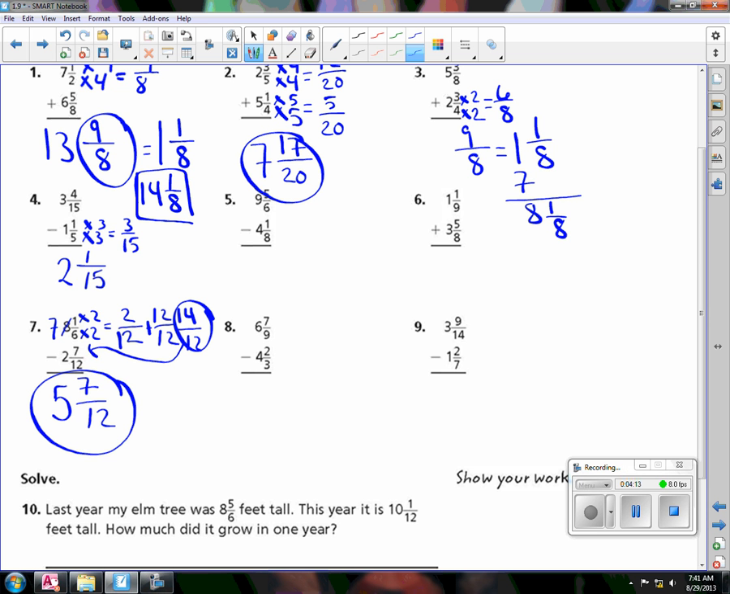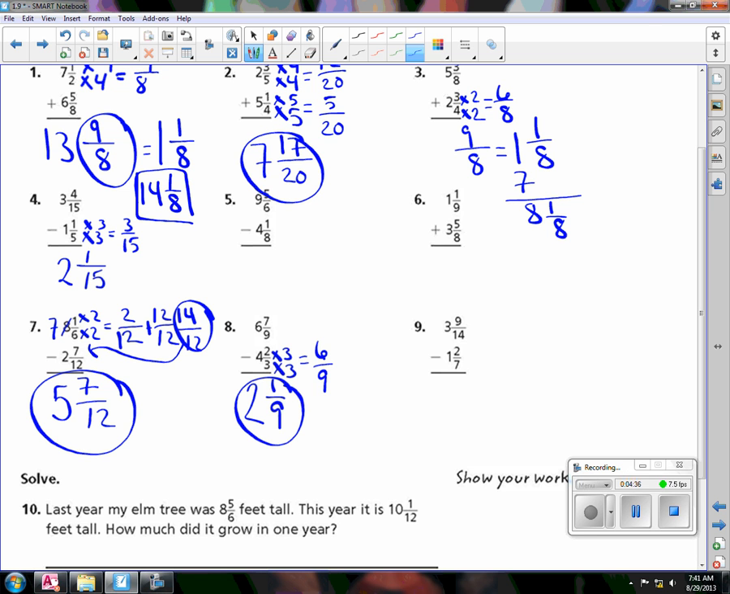Let's try another one. Let's try number 8 here. I look at number 8 and I see that it's 9 and 3. I know 9 is the common denominator because 3 times 3 is 9. So I get 6/9. Okay? 7/9 minus 6/9 is 1/9. 6 minus 4 is 2. So 2 and 1/9. That was a fairly fast one.